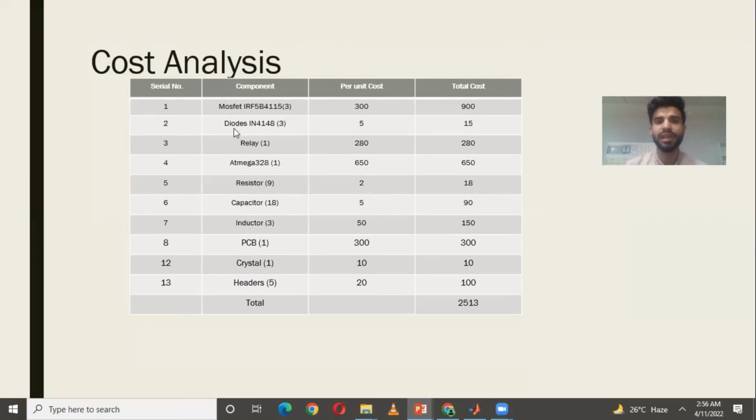We have used 1N4148 diodes, which are Schottky diodes, in our circuit. We have used the relay because we need switching: whenever we are giving the input from PV, relay 1 will be conducting.